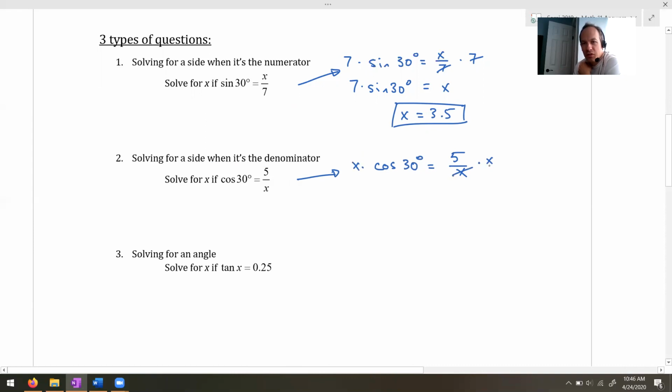That cancels it on the right side and puts it on the left side. So the next line down is going to look like this: x times cosine of 30 equals 5. If you want to get x by itself, we're going to now divide both sides by cosine of 30. Those cancel out, and you're left with x equals 5 divided by cosine of 30.